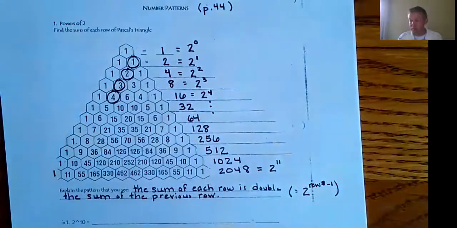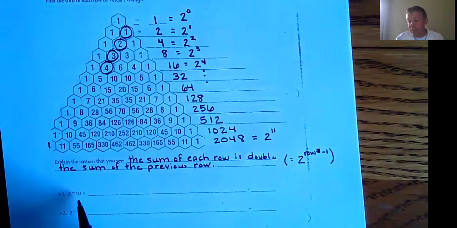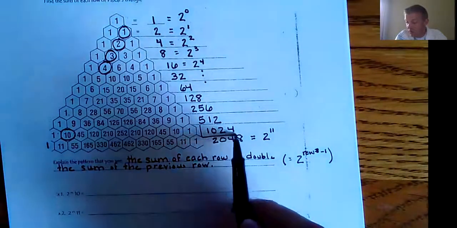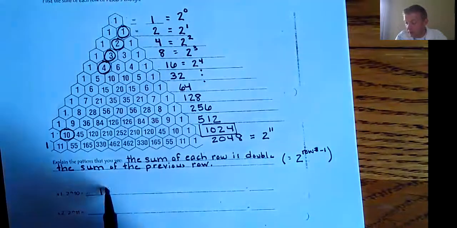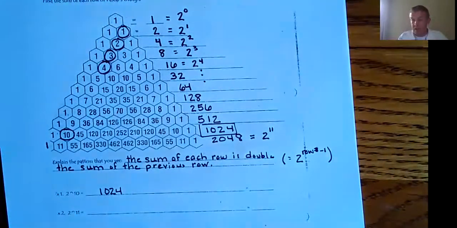Good? So for example, if I want to use what I have already really quickly, if I asked what 2 to the 10th was, what would it be? Well, you look for the row with 10 in it. That should be 2 to the 10th, 1024. And 2 to the 11th we kind of already did. It's the row with the 11 in it, which is 2048.